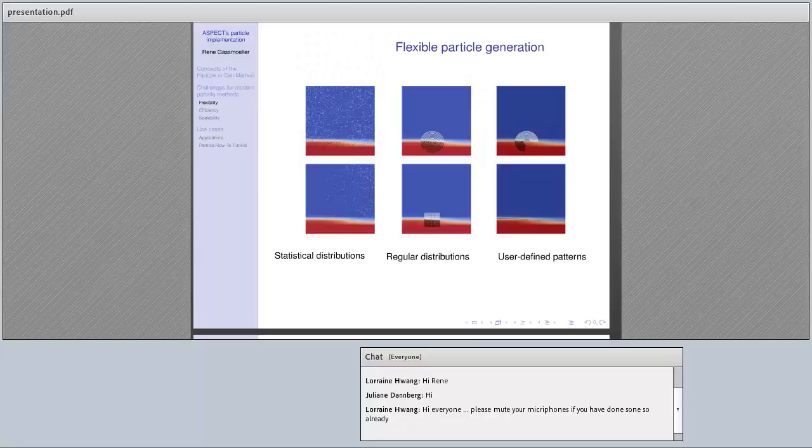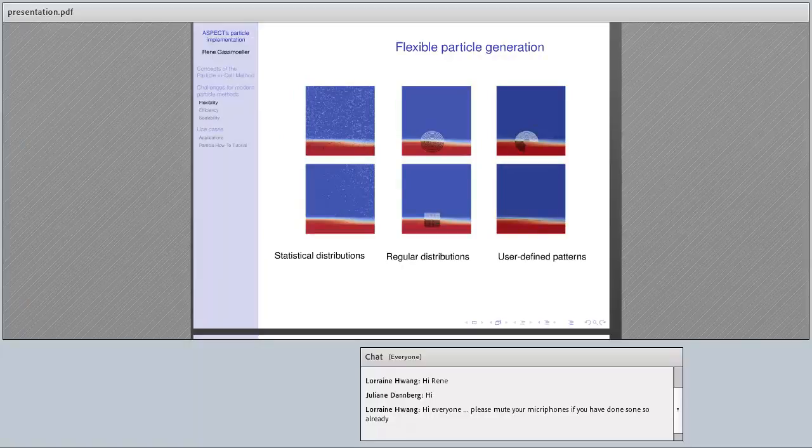Let's see how this flexibility looks in practice. For example, the generation of particles is oftentimes something that users want to control because it will allow you to exactly do what you want to do with these particles.